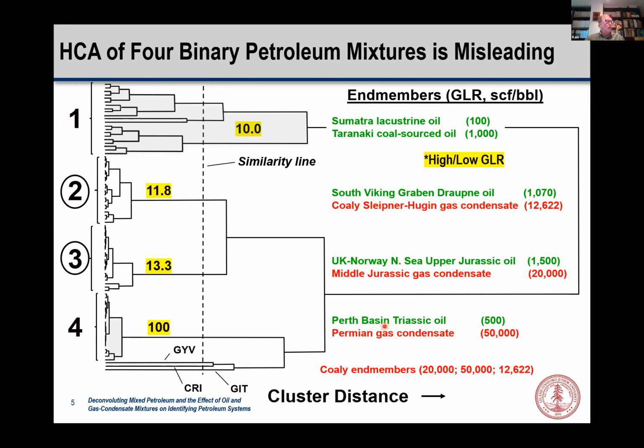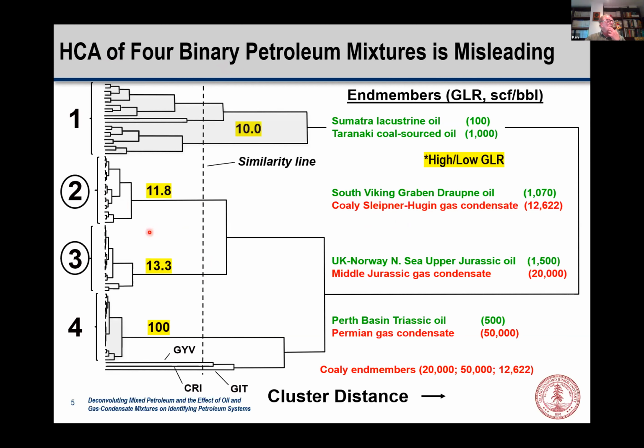So we won't talk about the Perth Basin. Mixing condensate and black oil is a big problem down there as well, but we're going to talk about the North Sea, family 2 here, and family 3. Now I say HCA, hierarchical cluster analysis of these 4 binary petroleum mixtures, is misleading. What do I mean by that? Well, you can see here the cluster distance between these 2 families in the North Sea is not that great. So yes, they're from similar parts of the world, and we would expect that.